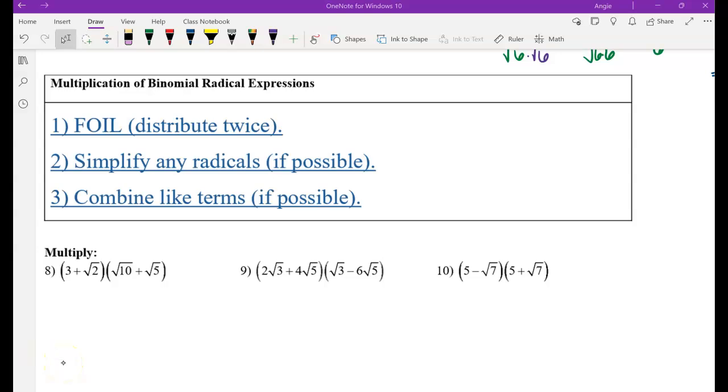So what happens when we have a binomial? Well, we're going to FOIL, okay? So distribute twice. Then we have to simplify any radicals, then combine like terms. Let's try a few of these.